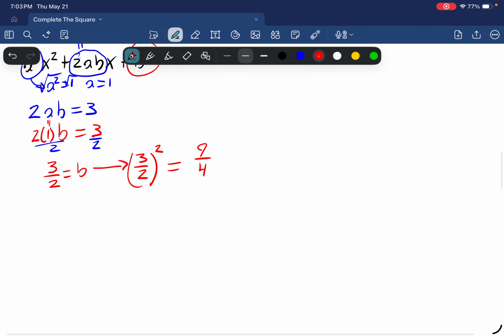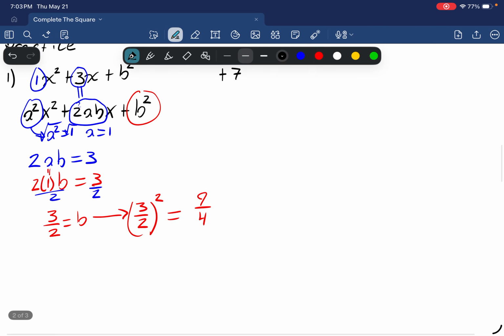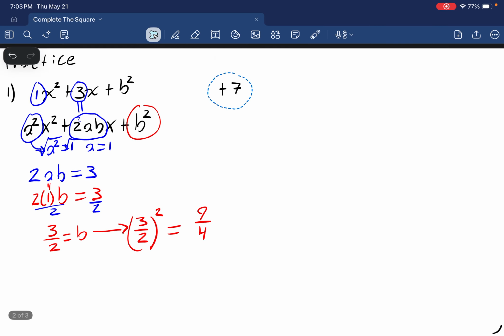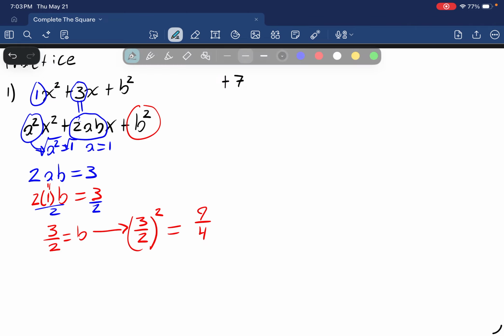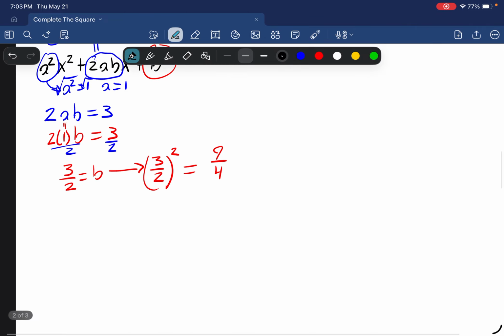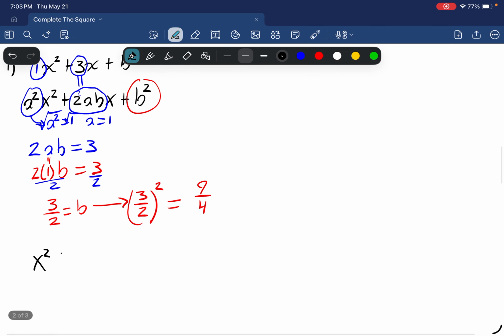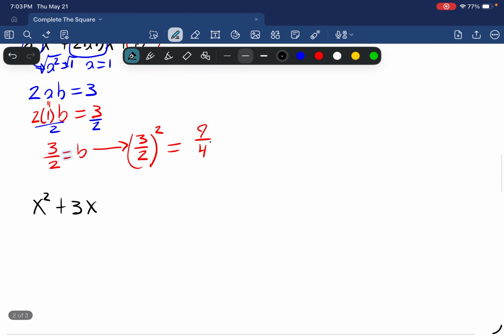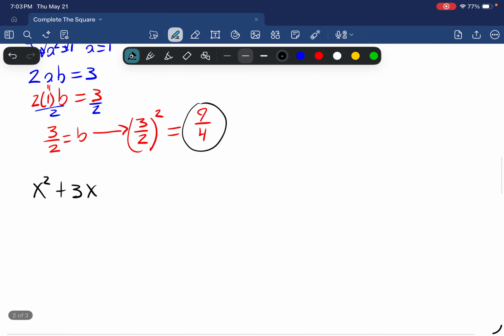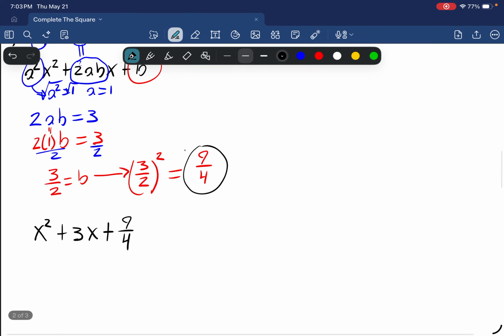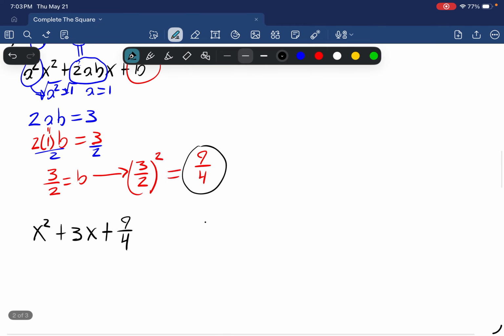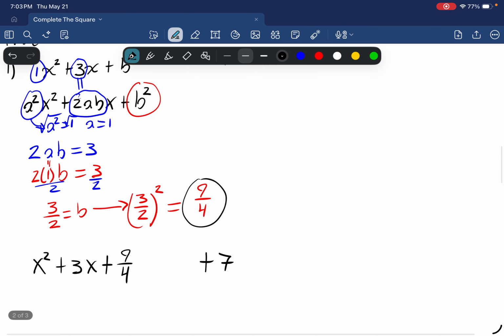So let me rewrite this a little bit. That 7 is still going to kind of hang out over here for the time being, but now we know what our b squared is. So we can replace it. I'm going to rewrite the whole equation. So we have x squared plus 3x. Now I'm going to add our b squared. So I'm going to go plus 9 over 4. And I'm going to add our 7 way over here.